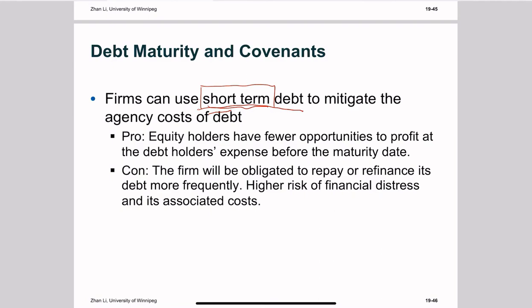So basically, if a firm uses a lot of short-term debt, then it has to repay or refinance its debt more frequently. And continuously obtaining new debt will increase the risk of financial distress and transaction cost.